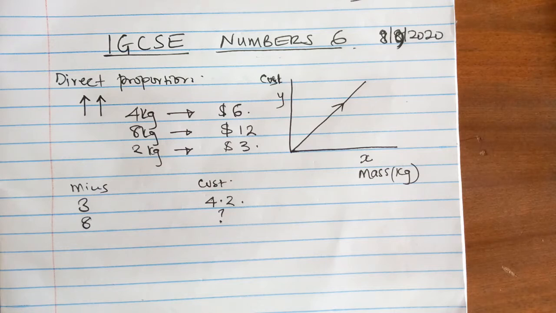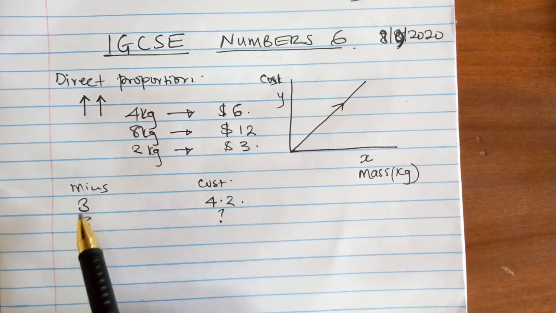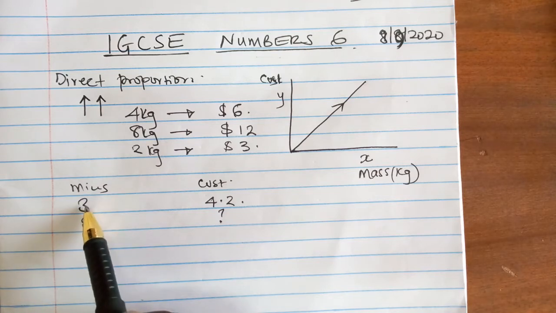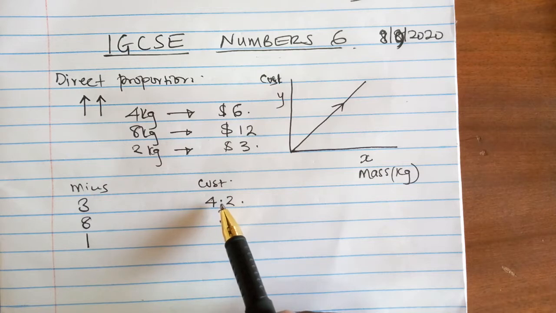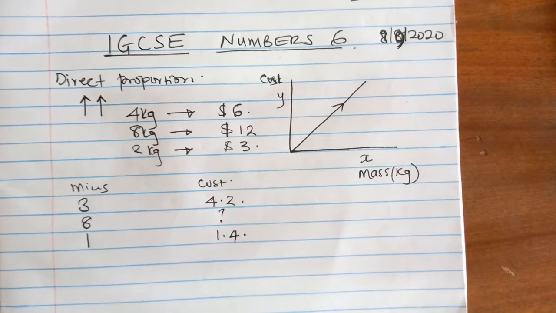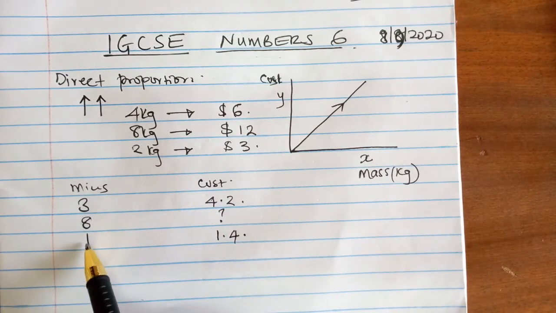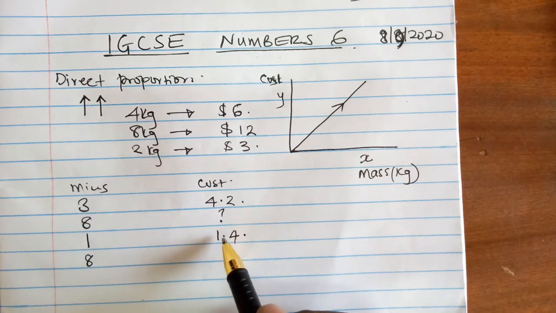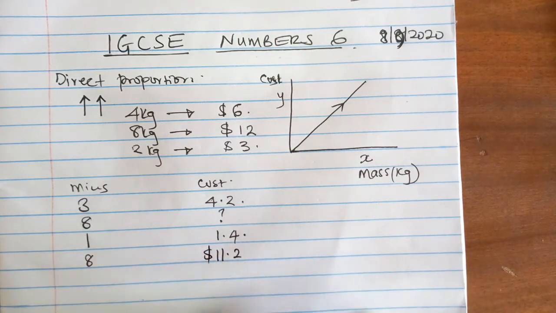We may be interested to know how much we are supposed to pay for 1 minute. And you can see to get 1, we have divided 3 by 3. That means we should also divide 4.2 by 3, and that means we should get 1.4. And therefore, for 8 minutes, we multiply 1 by 8 to get 8. That means we should also multiply 1.4 by 8 to get 11.2. All these are dollars.